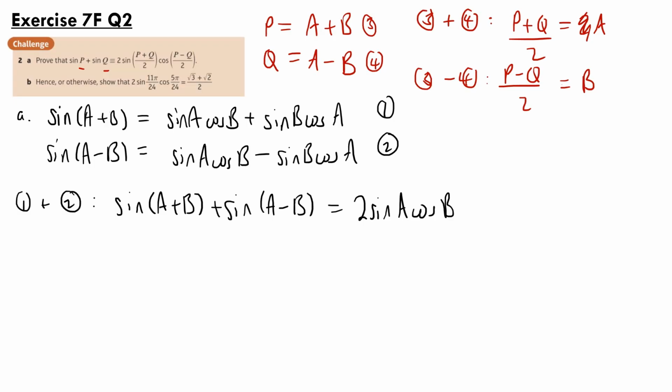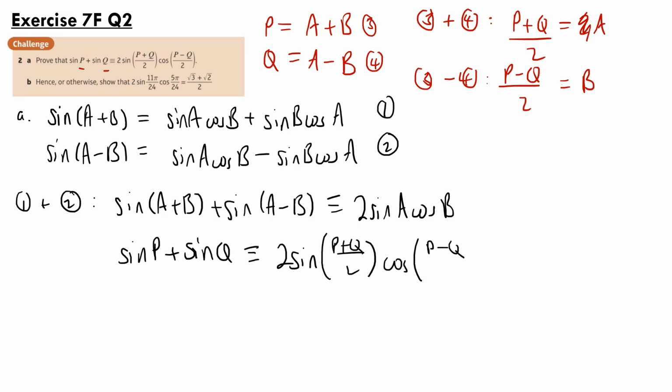And putting them back into what we've got over here, this identity, we can then get that sine p plus sine q is equivalent to 2 sine of, and then a is (p plus q) over 2 and b is (p minus q) over 2, and that gives us exactly what we require.